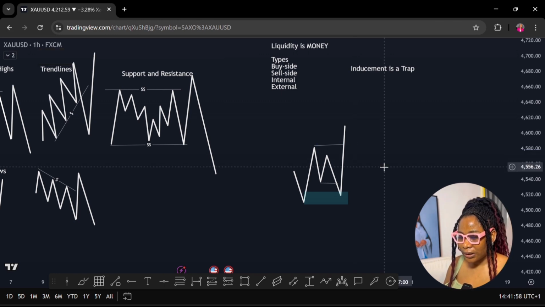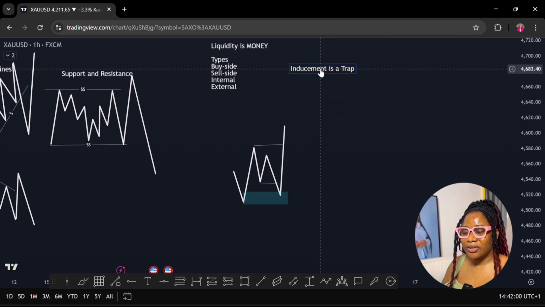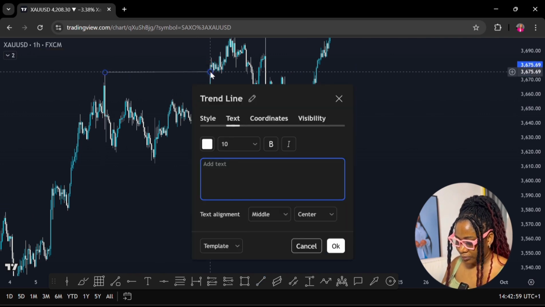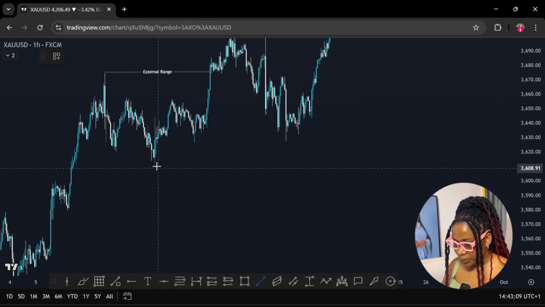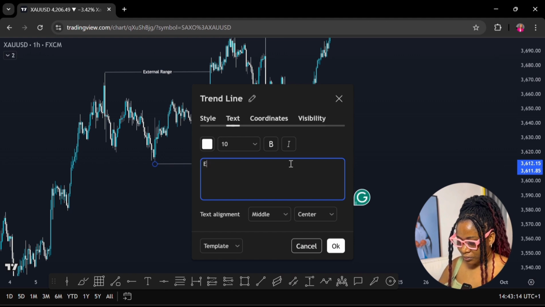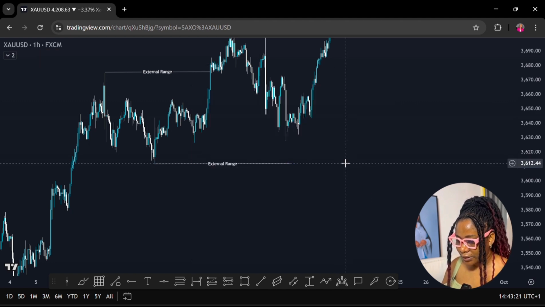Let's, without further ado, head over to the chart. Just know that inducement is a trap. It takes place before the real move begins. So if you don't know where your inducement or your liquidity is on the chart, just know that you get it right. So this is our external range. This also is our external range. This is our external range.